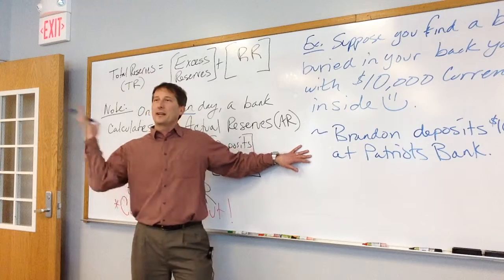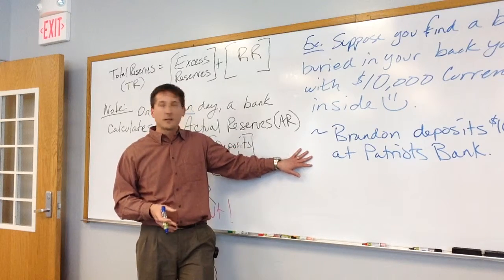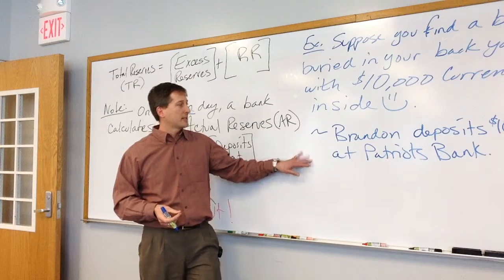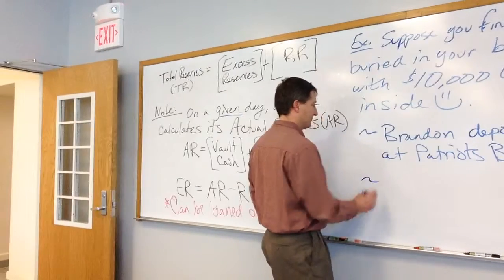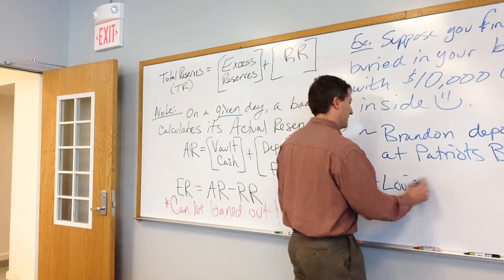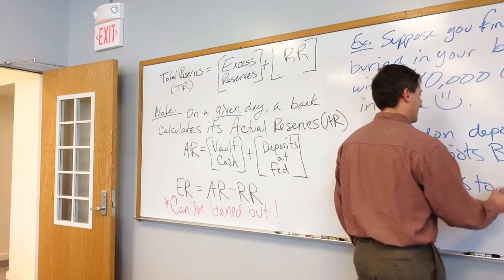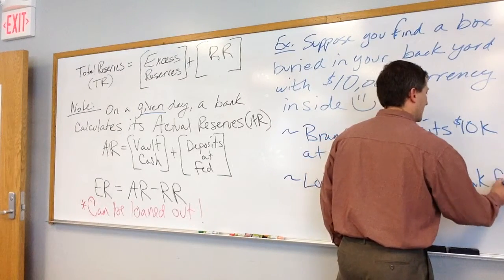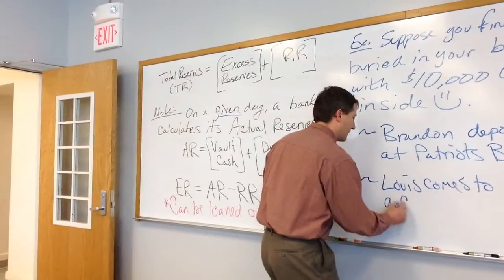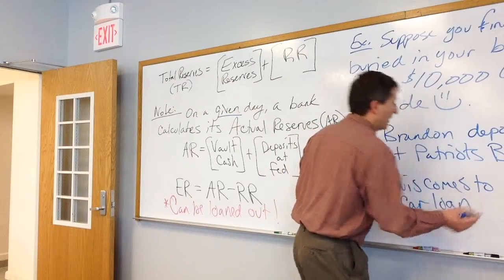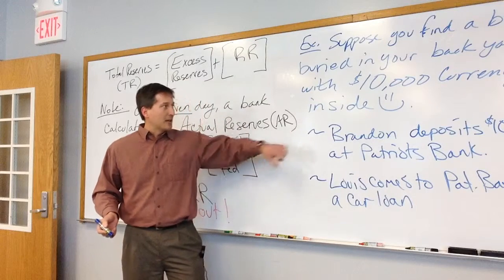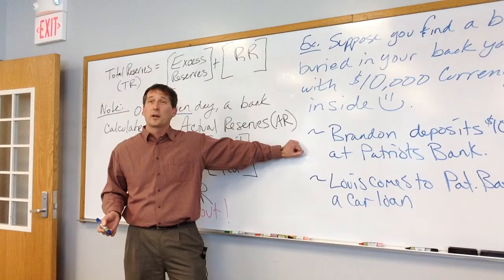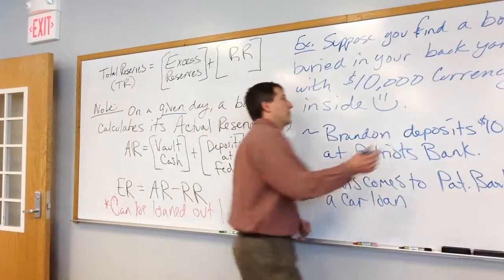All right, and we've already kind of talked about what's going to go on here, right? The bank's in the loaning business. They like to loan stuff out. So lo and behold, Lewis comes into Patriots Bank, I'll just call it Pat Bank, for a car loan. How much of that $10,000 can Patriots Bank afford to loan if the required reserve ratio is 0.2?